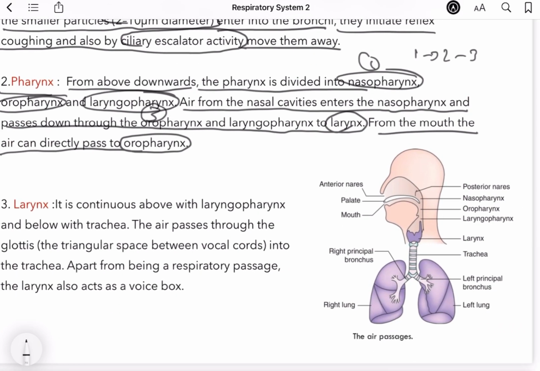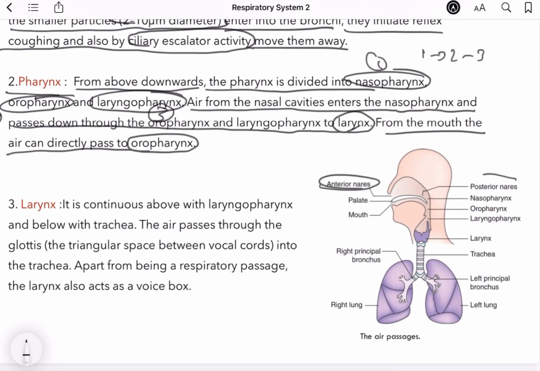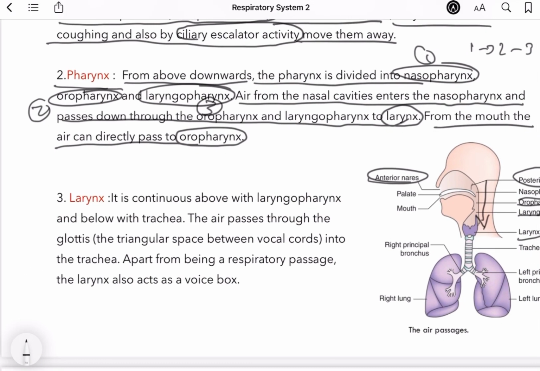So you can see in the figure, the anterior nares, posterior nares. Then comes the nasopharynx, then the oropharynx, then the laryngopharynx, and then the larynx. The system is like this. Now the larynx. It is continuous above with the laryngopharynx and below with the trachea. The larynx continues with the trachea, you can see.